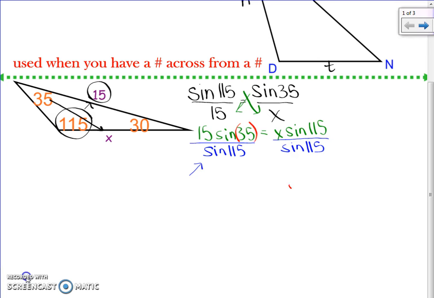So I want everyone to punch this in and see if we can get the right answer. What are we getting? Negative 9.49. Shouldn't be negative. 9.49. All right. Everyone able to get that number?